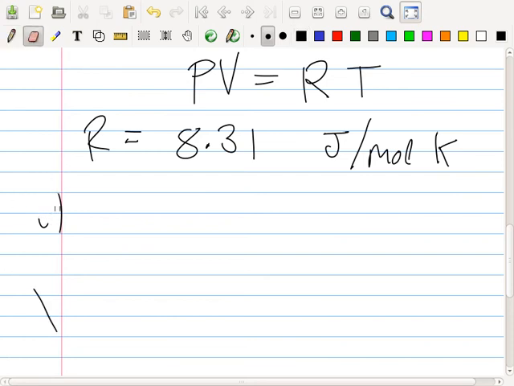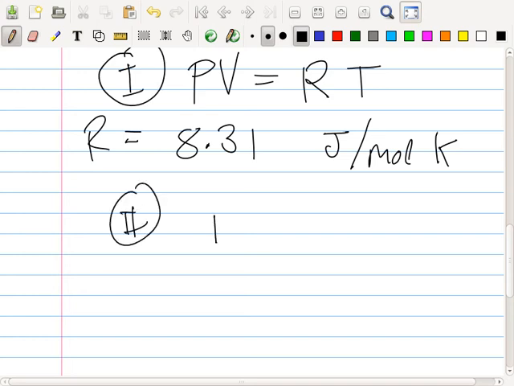There's a second way to write this formula, which I see is the one I'm more familiar with, and maybe the one you're more familiar with too. So this is one way to state it, and the second way to state it is PV equals nRT. I actually use k here.